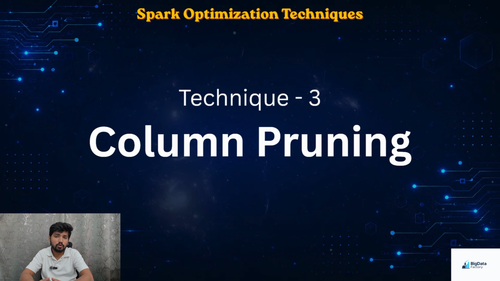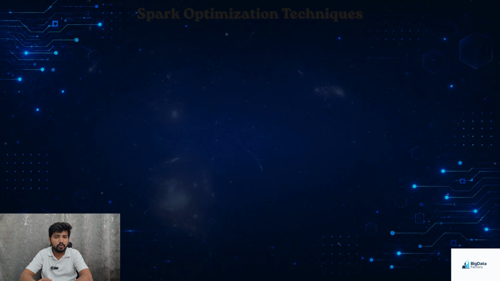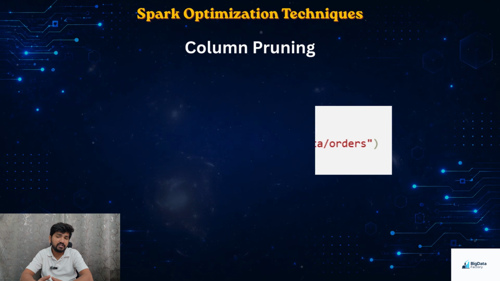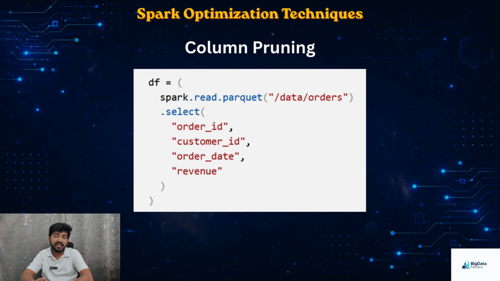The next technique is column pruning. Avoid reading every column when the transformation needs only a few columns. Do not read unnecessarily and continue carrying 100 columns through the complete pipeline. Instead, select only the required columns. Reading required columns reduces disk input-output operations, memory usage, serialization, network transfer, and shuffle size.